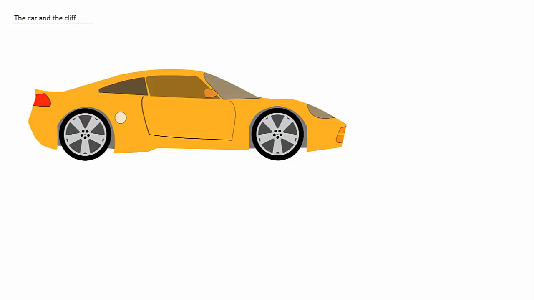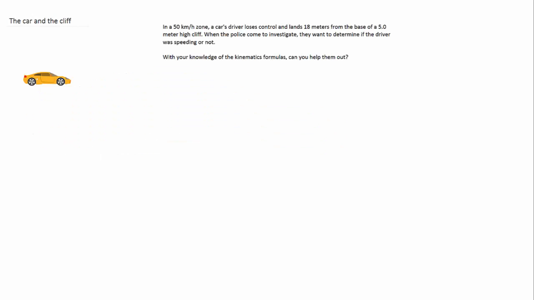Alright, welcome. Let's take a look at a problem with this fancy yellow car and a cliff. So we'll take a minute to read this. And as usual, if you're watching one of these things, you can pause it at any moment and go at your own pace. So basically what we're going to try to figure out is if this car was speeding in the 50-kilometer-an-hour zone. The police got there, they know that it landed 18 meters from the base of a 5-meter high cliff.